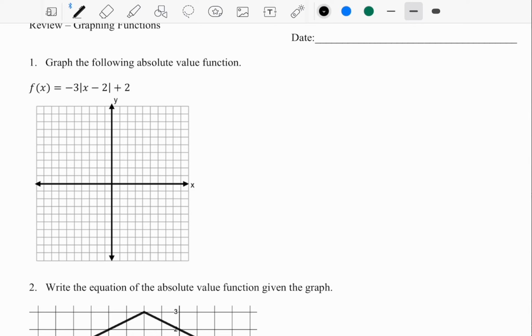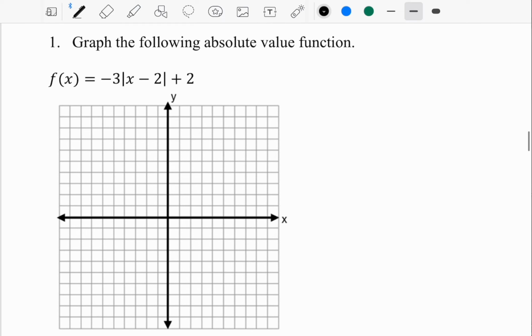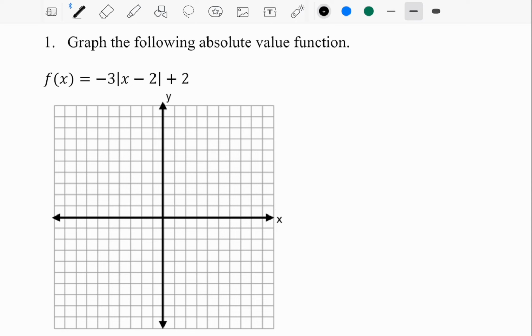Graph the absolute value function. Right? So we want to identify the important characteristics, most notably the A value and the H and K values, the H-K values being the vertex. I'm going to probably put a little more detail here than you would need on an assessment, but just for review purposes.